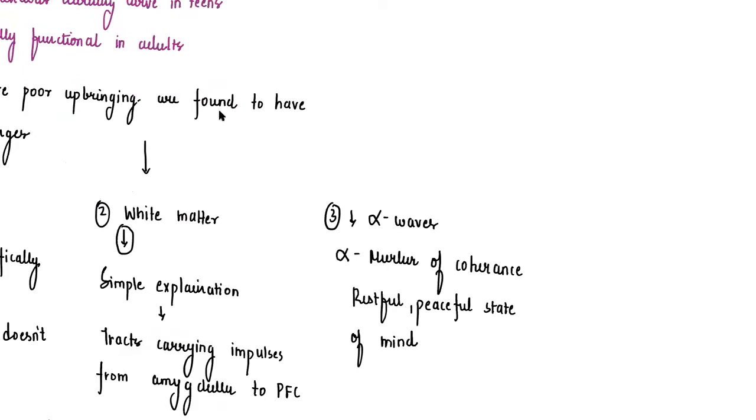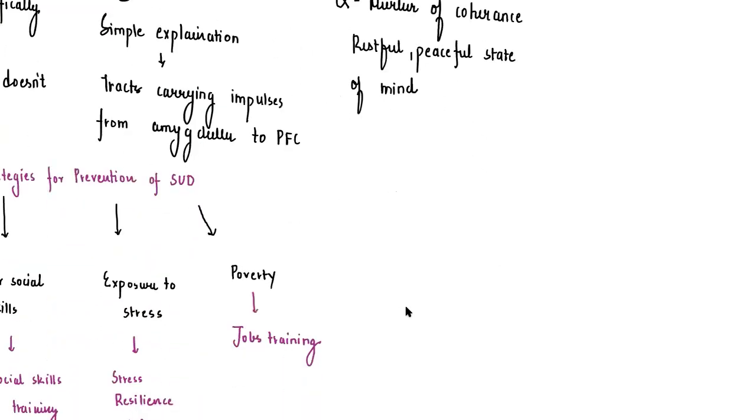So children who have poor upbringing are found to have three major changes. Decreased gray matter volume specifically in the prefrontal cortex, so the inhibitory center does not develop as well as we would have liked it to. White matter reduction. Simple explanation is tracts carrying impulses from amygdala to prefrontal cortex are not very well developed. And reduction in alpha waves. Alpha waves are markers for coherence, a restful, peaceful state of mind, isn't it?